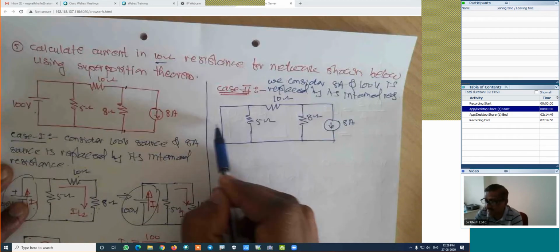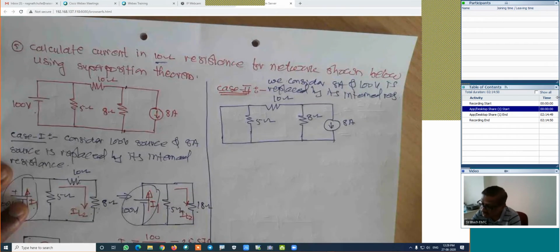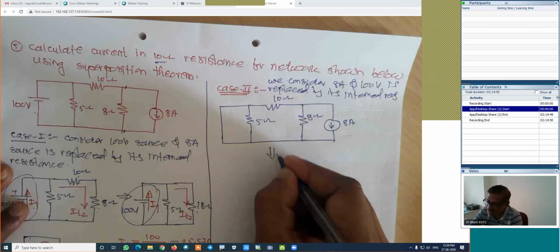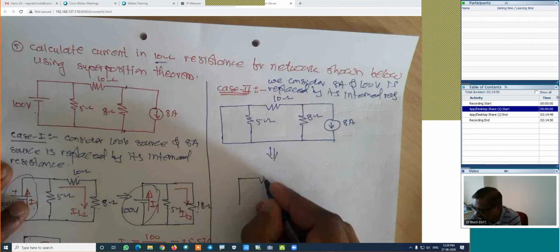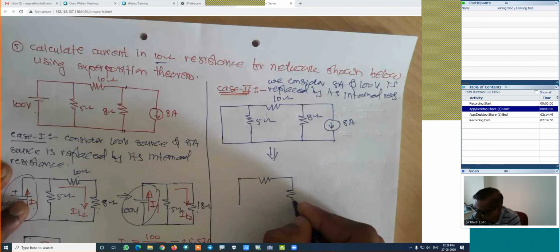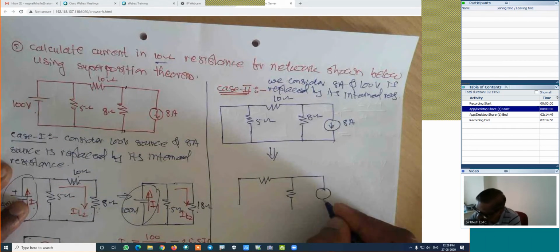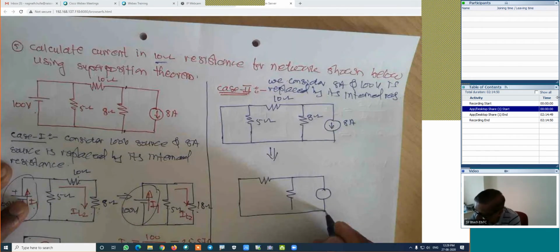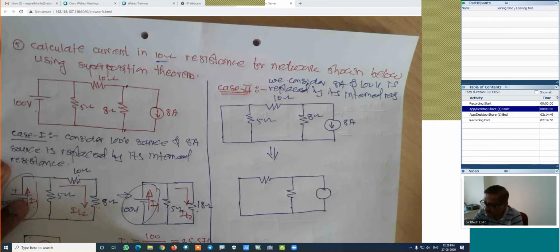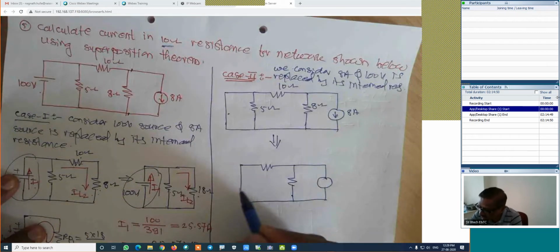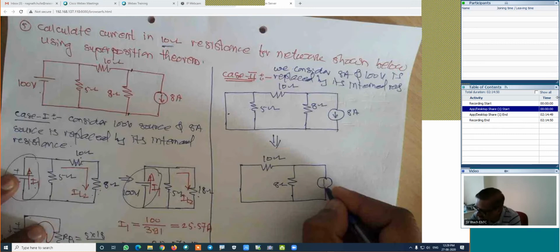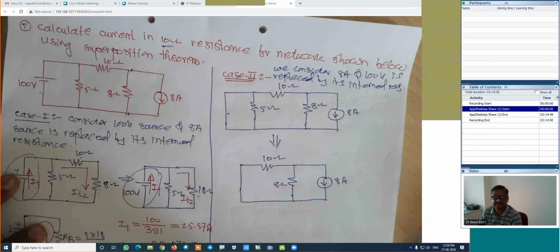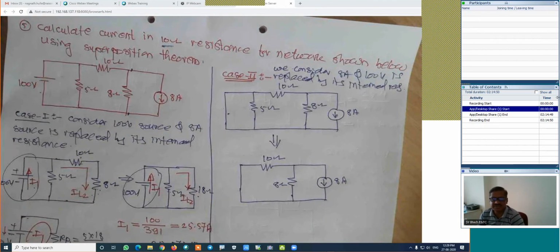How is the parallel combination? The next figure will be something like this. Is it right? This parallel combination is 0. This is 10 ohm. This is 8 ohm. And here it is 8 amperes. How much is the current flowing through the 10 ohm resistance?